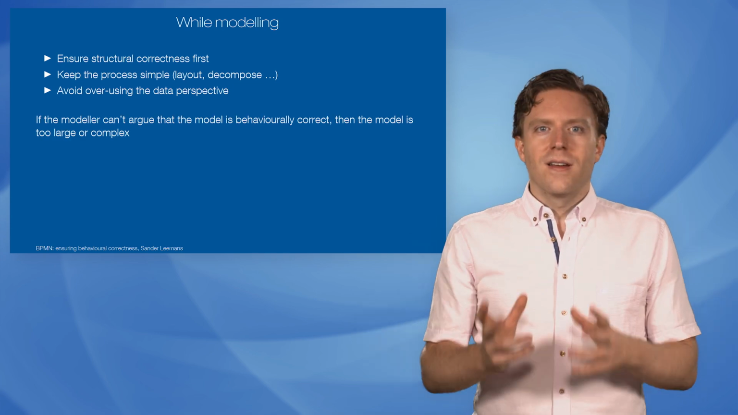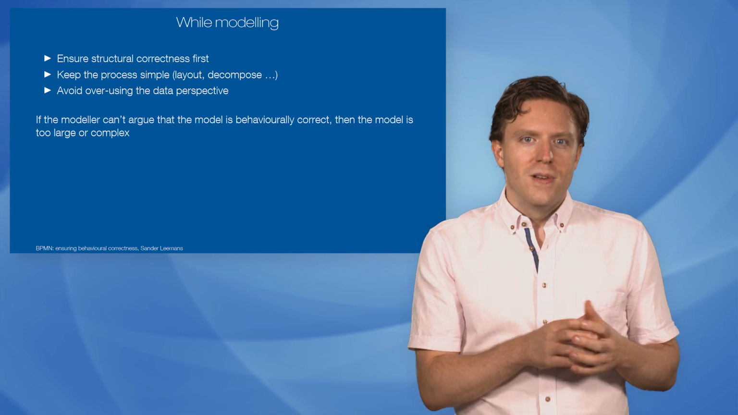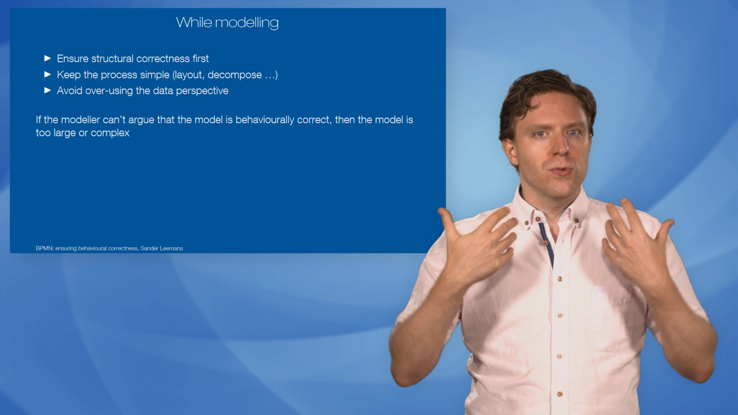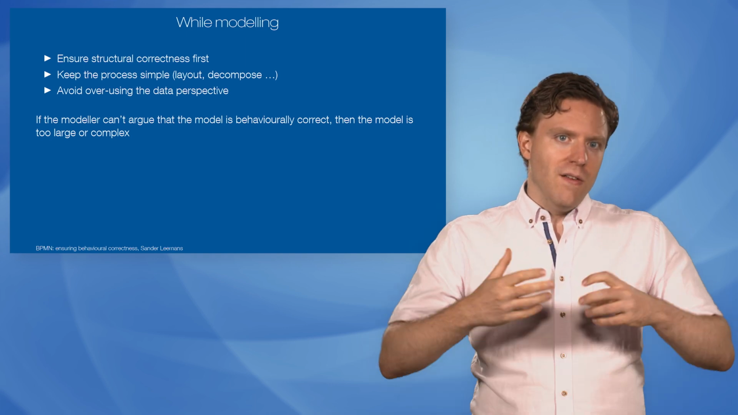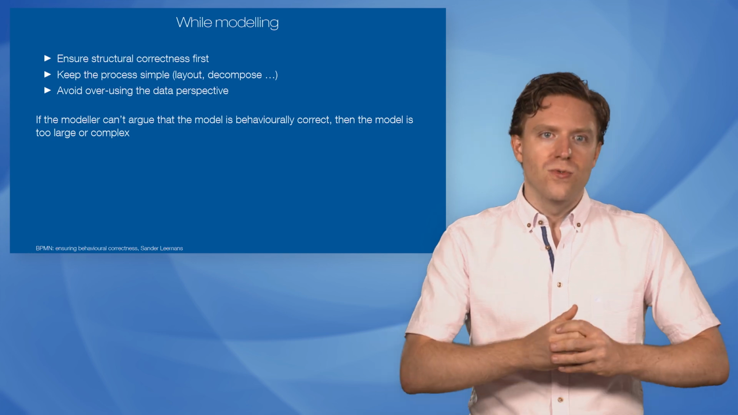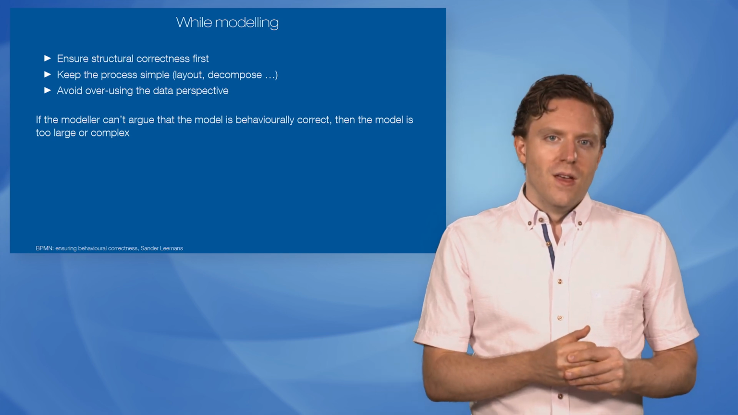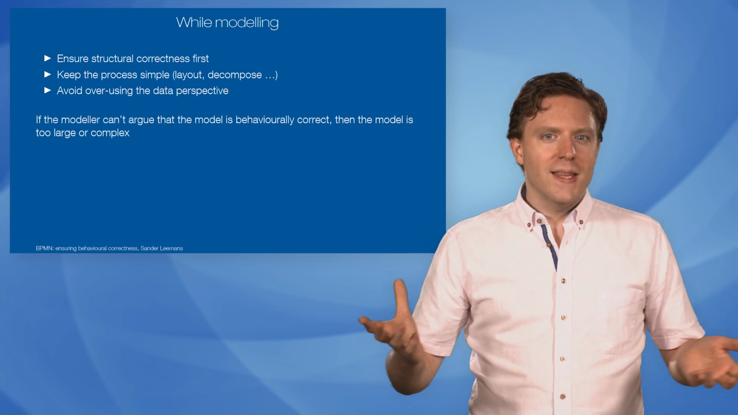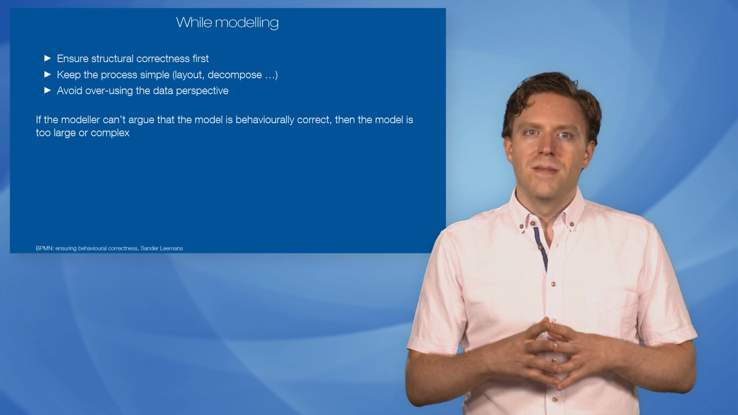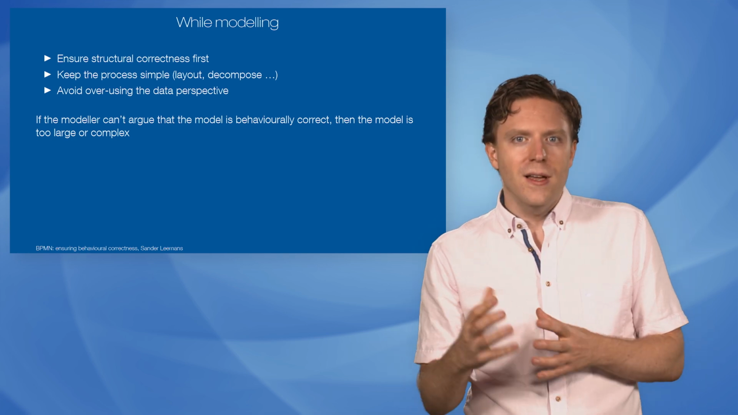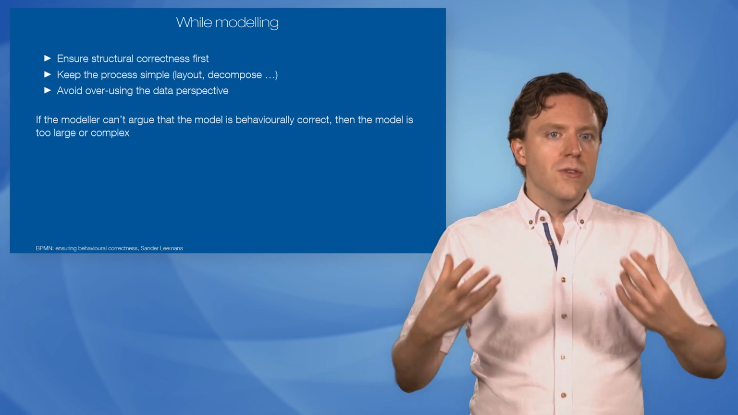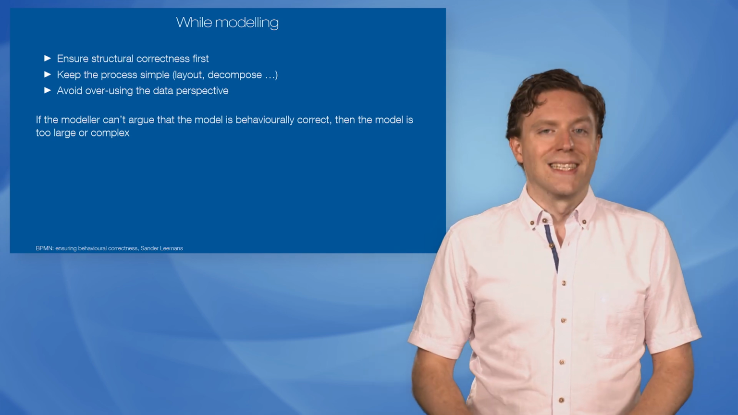So a good, kind of mean, rule of thumb is that the modeler has to be able to prove behavioral correctness. If you're not able to do that, then probably your model is too complex already. That's a bit mean, I know, but let's see what you can do besides when you're modeling: if you're given a model that's already done, how you can establish the behavioral correctness of that model.